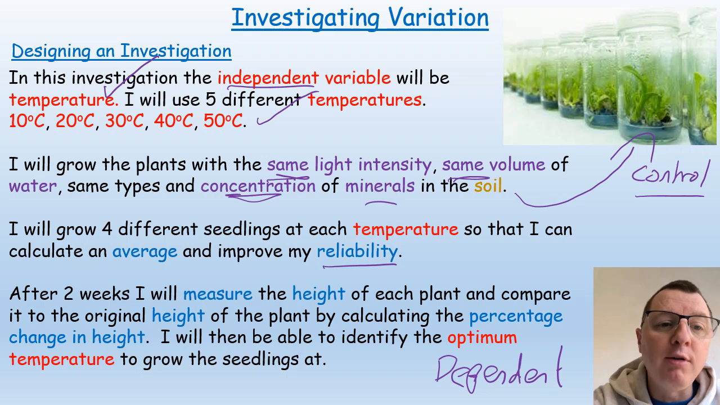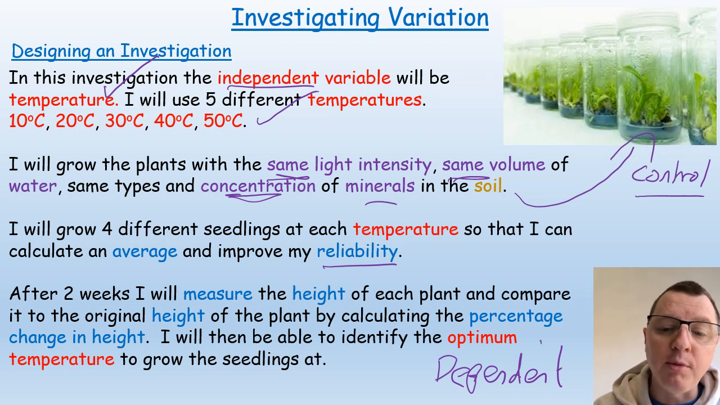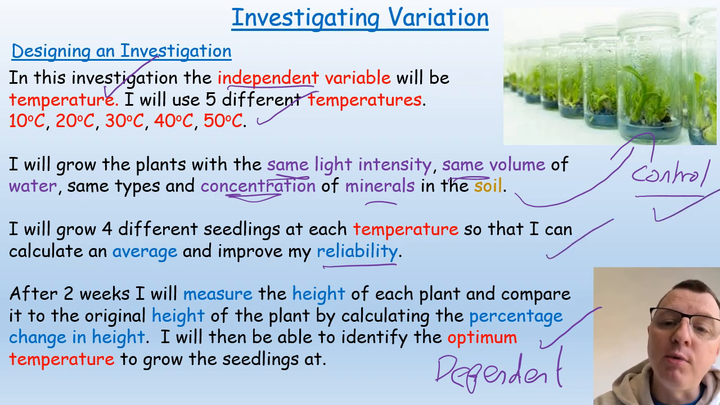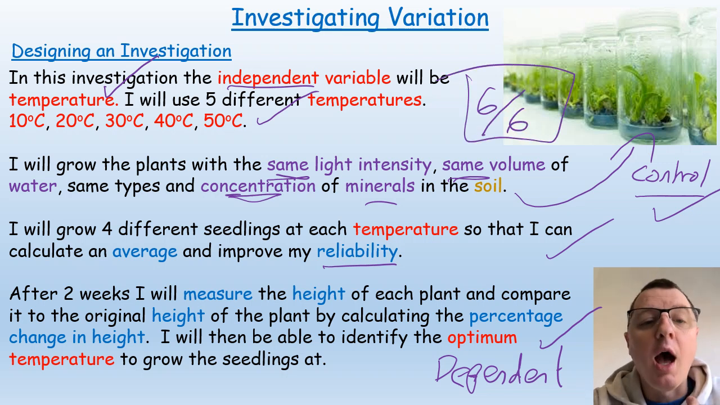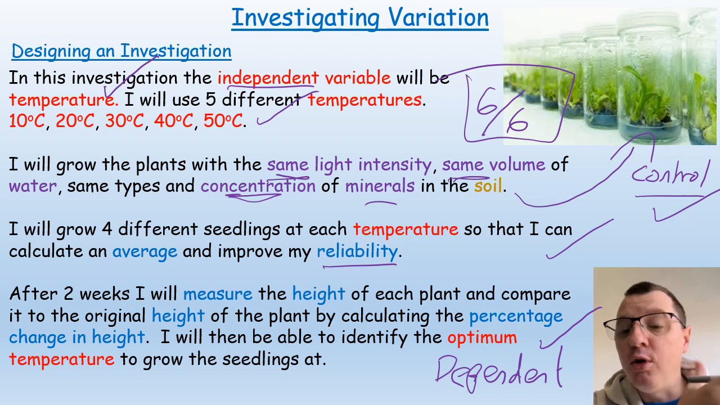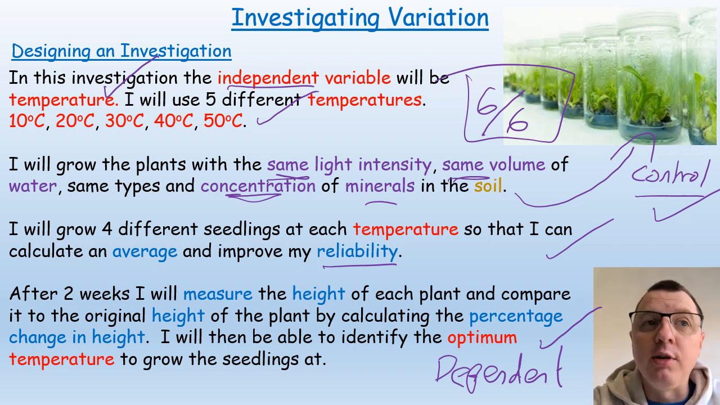So in this paragraph, we've mentioned the independent variable, the dependent variable, the control variables, all the things we're keeping the same, and we've got our reliability statement. So we should easily be able to get 6 out of 6 marks for discussing and designing this investigation. You can move the order of the paragraphs around to suit your own individual writing style. There's no problem with that, but you must always include all three variables and a statement of reliability.